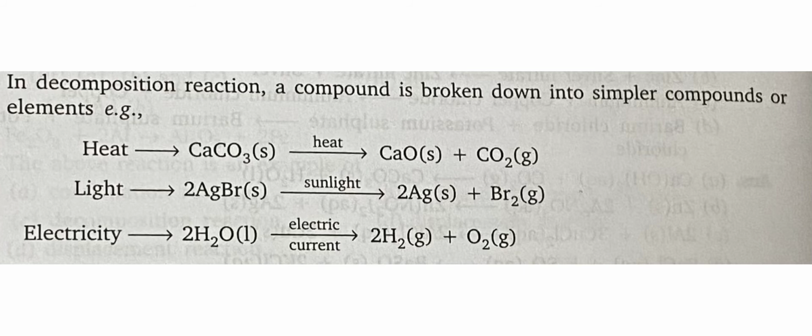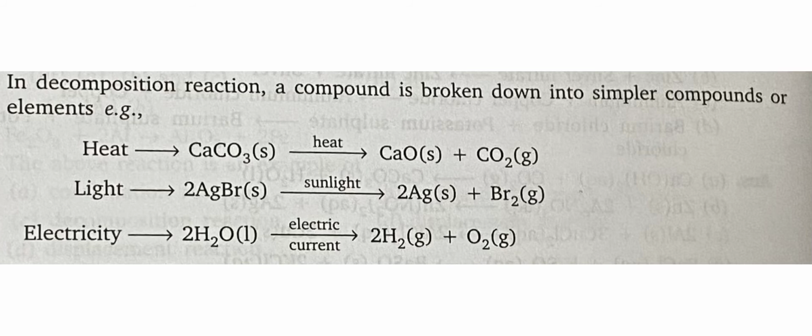Second is the photodecomposition reaction. In this reaction, light is to be provided. That is, for this reaction to take place, sunlight is very much necessary. Therefore, it is known as photodecomposition reaction. For example, silver bromide, AgBr, in the presence of sunlight gets converted into silver and bromine.